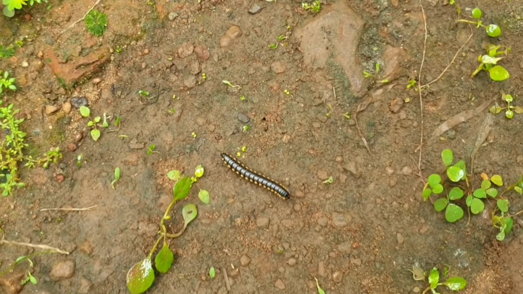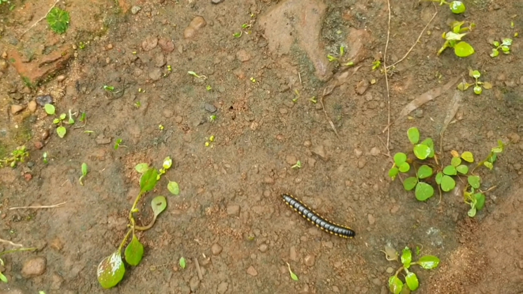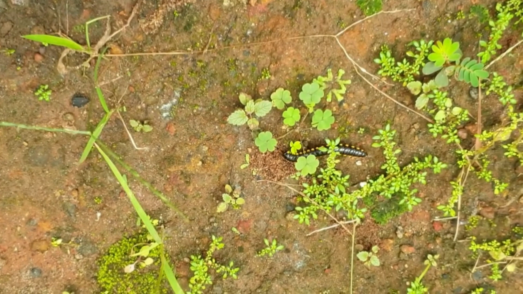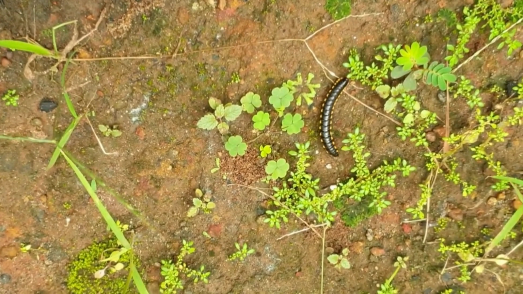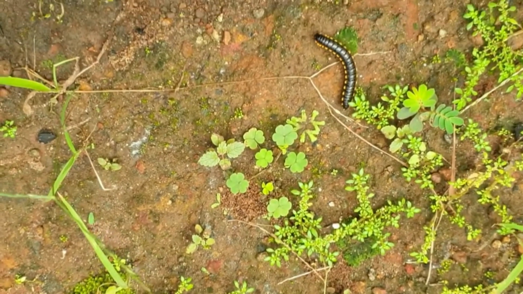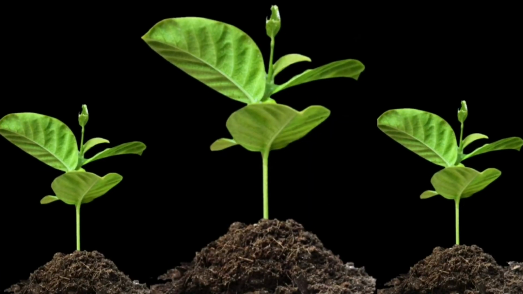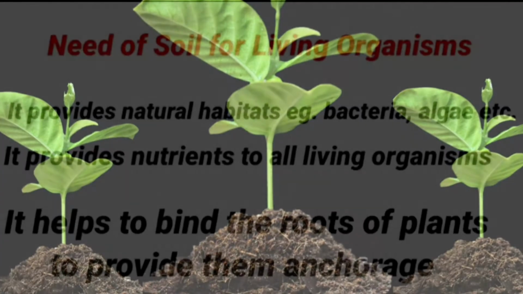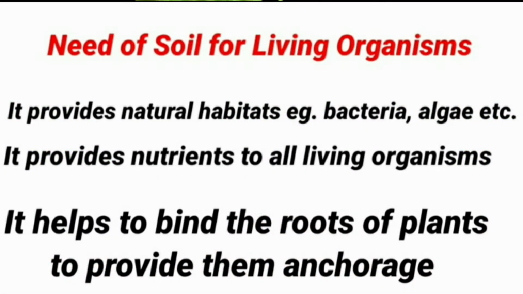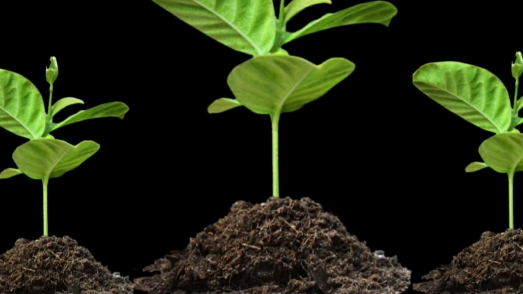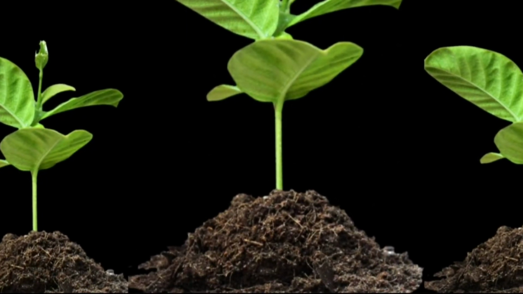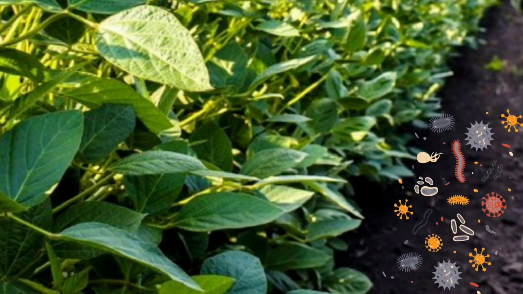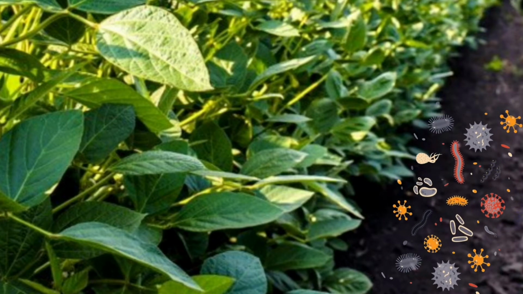Topsoil is the topmost layer of the soil that contains humus and living organisms in addition to soil particles. The quality of the topsoil is an important factor that decides the biodiversity of a particular area. For living organisms, soil is important because it provides a natural habitat for various living organisms, for example, bacteria, fungi, algae, earthworms, etc., which help maintain the fertility of the soil.